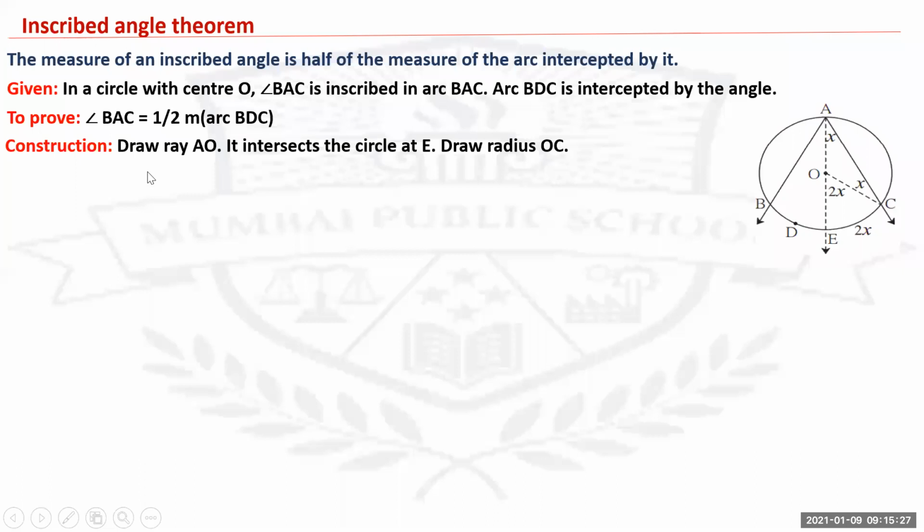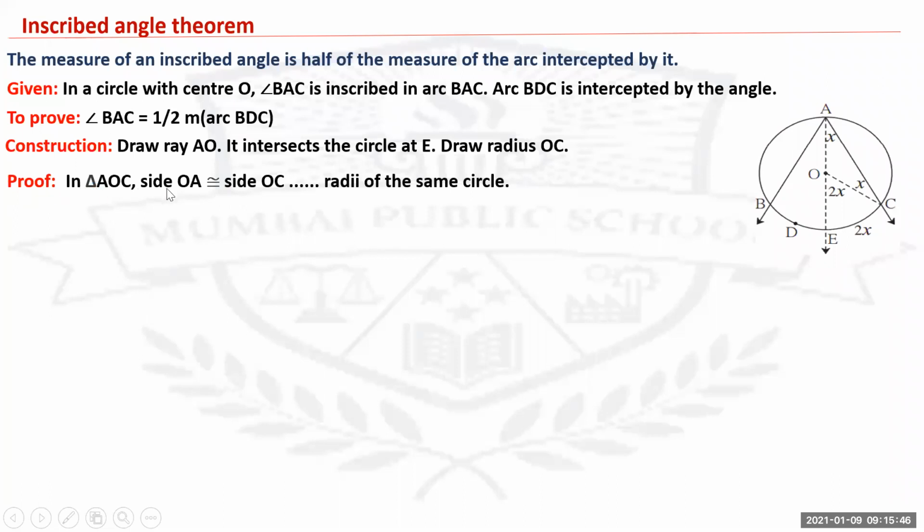Constructions: what you'll do is draw ray OA. It intersects the circle at E. Draw radius OC. After drawing this radius OC, you'll get this triangle AOC as an isosceles triangle. Understand? Check. Proof. So let's begin with our proof.